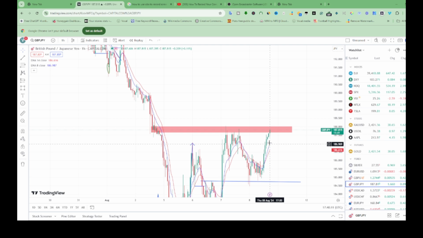When you're taking your profit, set your profit at the next key level. That's how you trade. At the next key level. Okay, so that's it. Let's check the other timeline. Let's check another pair and see what is happening there.